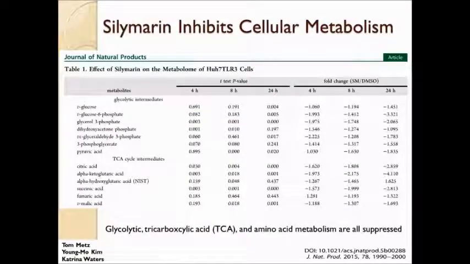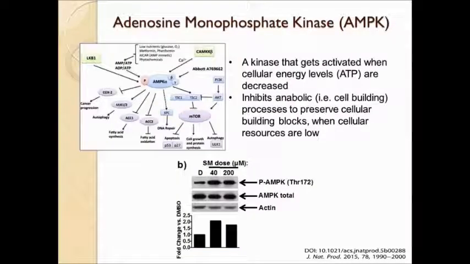When we did some metabolomics profiling with collaborators at PNNL in Eastern Washington, we noticed that glycolytic, tricarboxylic acid, and amino acid metabolism were all suppressed. We're not exactly sure why that happens, but based on this information, we started thinking about other kinases that might be activated.